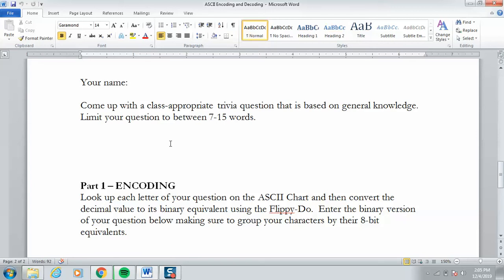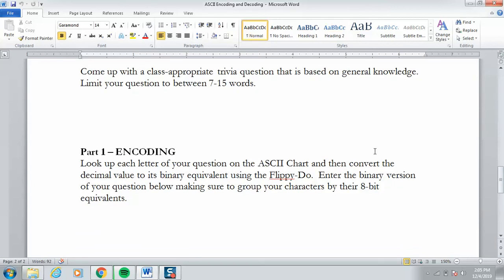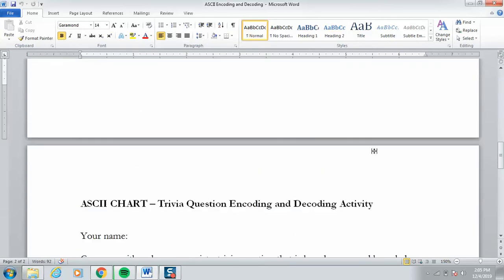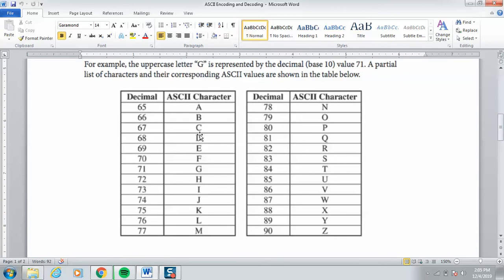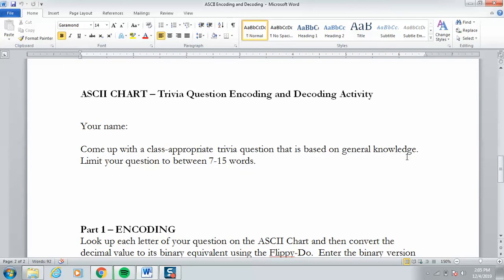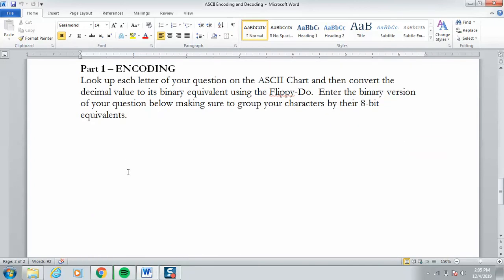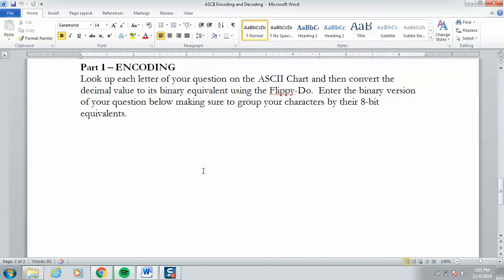And then once you come up with the question, again, look up the numerical values here. So if I did what color is this guy, for instance, the first word I would have to do would be the word what. So W is 87, H is 72, A is 65, and T is 84. So you would then take all of those decimal values and look up what are those in binary. And your goal is to, right here, represent that question using nothing but zeros and ones.